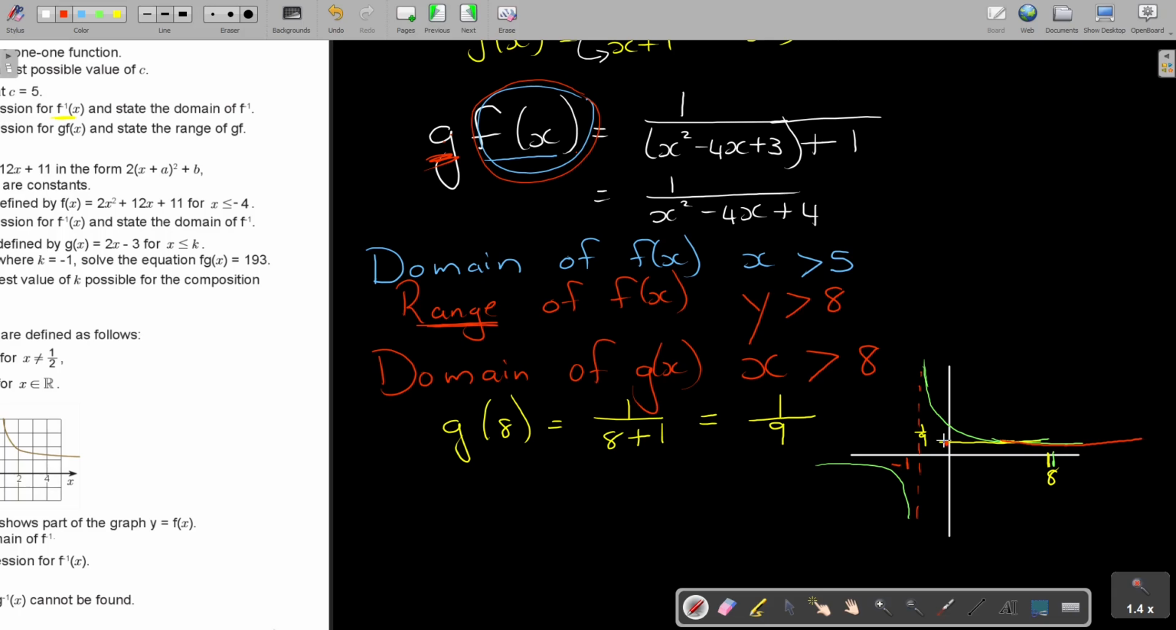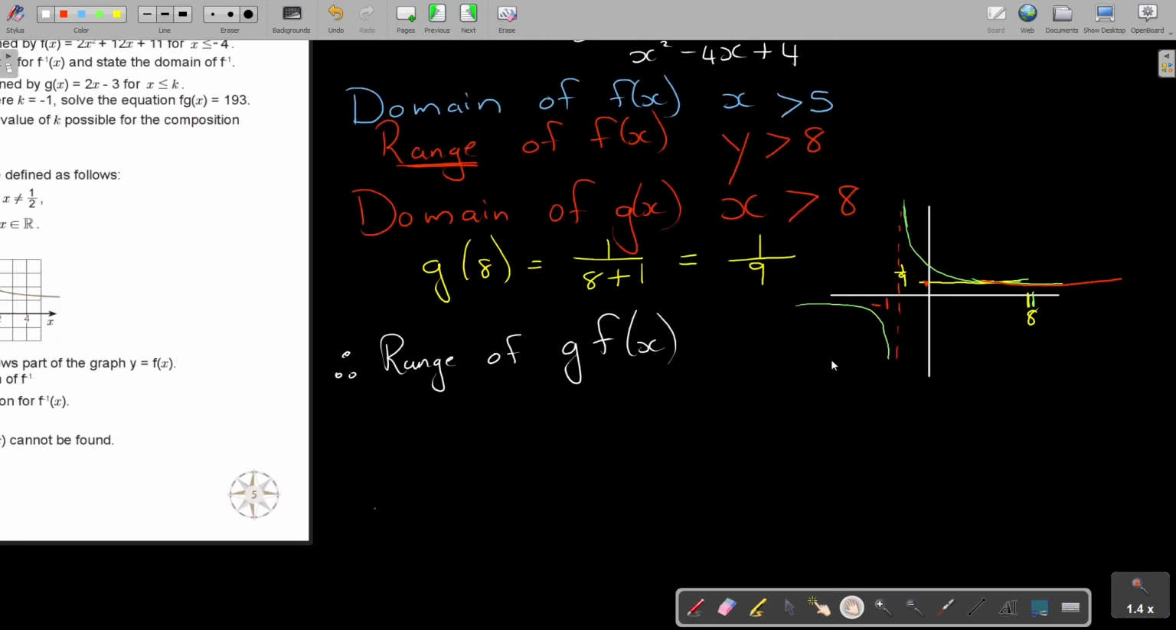So I can go to the conclusion saying, therefore, the range of, and just make sure you are writing g(f(x)). Let's just go g(f(x)), and it's bigger than, because there's no equal, 0. It's that little bit there, and it's smaller than that 1 over 9. And that's how you find the range.